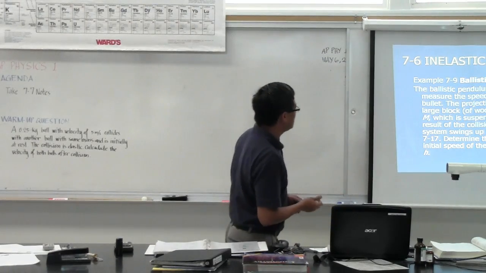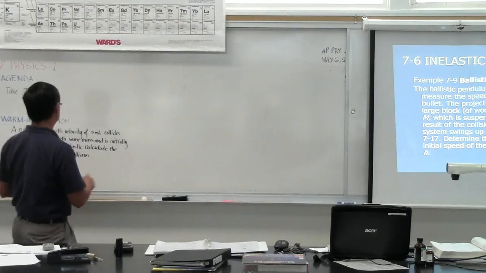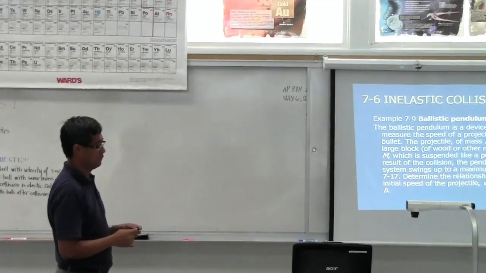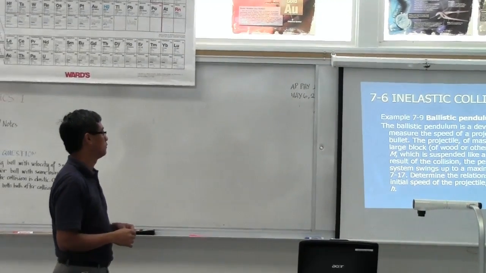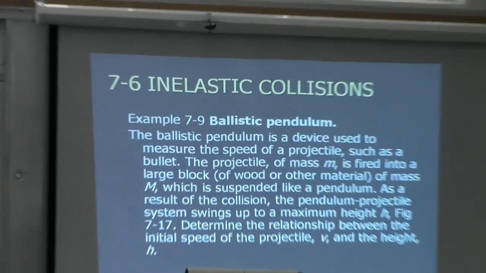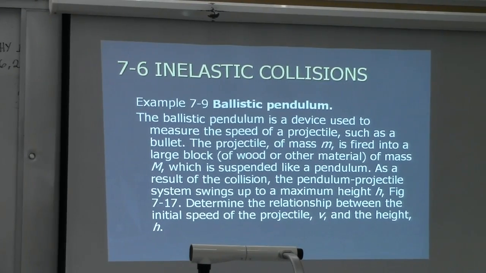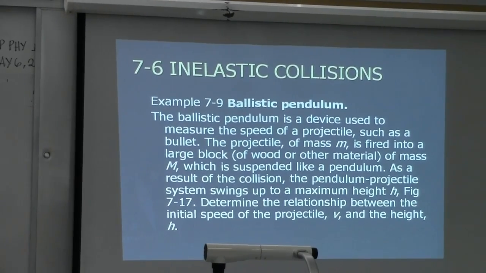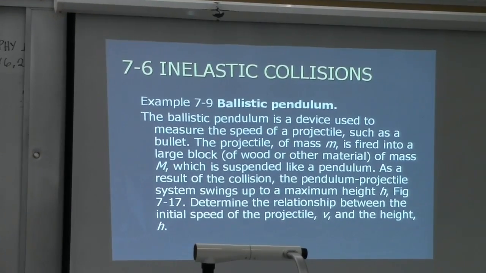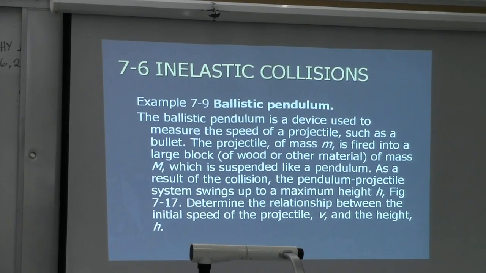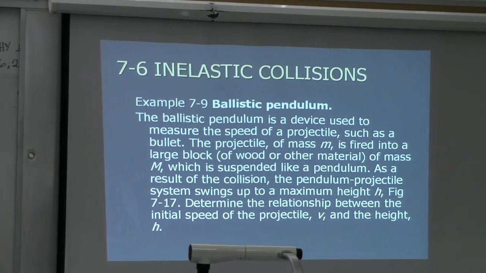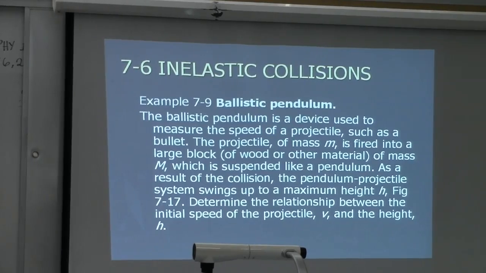Okay, so let's look at this example first. Dennis, can you please read? The ballistic pendulum is a device used to measure the speed of a projectile, such as a bullet. The projectile of mass m is fired into a large block of wood or other material of mass m1, which is suspended like a pendulum. As a result of the collision, the pendulum projectile system swings up to a maximum height h. Figure 17-7-17. Determine the relationship between the initial speed of the projectile v1 and the height h.